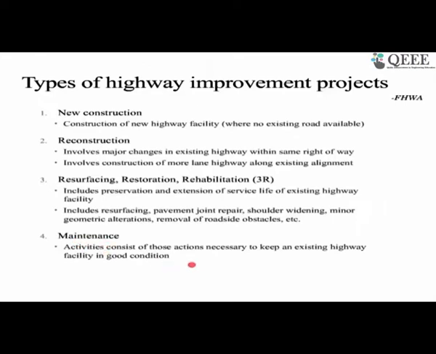The maintenance mostly is just maintenance to keep a good road in good condition, and hardly does the design engineer play a role in this unless some improvement is needed.